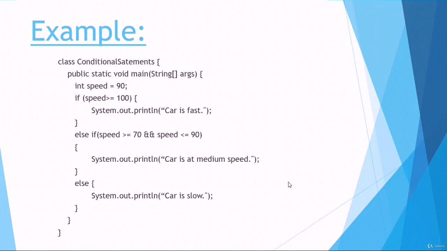So this is an example. You can see I have a variable with the name speed that has a value of 90. In the first block I have typed if speed is greater than 100, then print car is fast. Then I have used the else if block, and in the condition I have typed if the speed is greater than 70 and speed is less than 90, then print car is at medium speed, else print car is slow. So in this way if else if works. So let's run an example on our NetBeans.